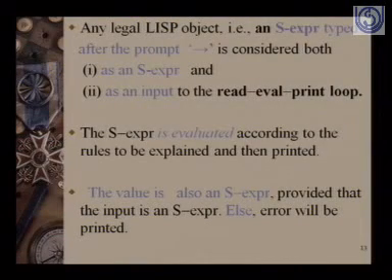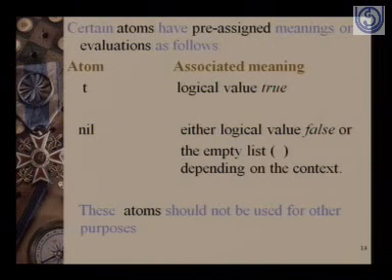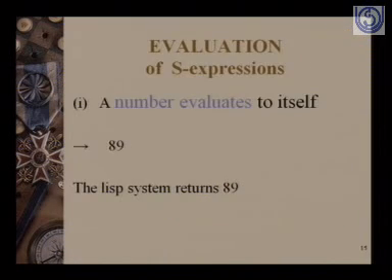In order to explain it further, I show it on the slide. The slide shows that if you have a symbol T, then its value is always interpreted as true. And if the atom or the symbol under consideration is NIL, then it will be interpreted as either logical false or as an empty list, depending upon the situation.